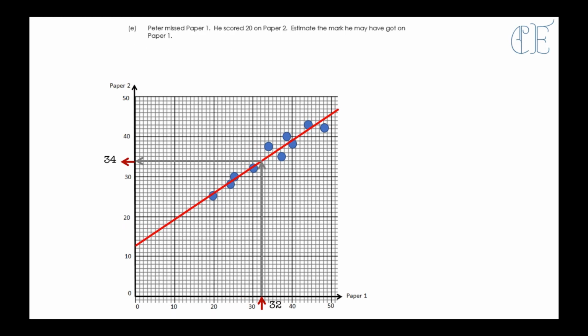And finally, question E says that Peter missed paper 1. He scored 20 marks on paper 2. Estimate the mark he may have got on paper 1. So on paper 2, we need to go up to 20, which is here. We go across to the line of best fit and down to where it would say paper 1, giving us an answer of 11 marks.